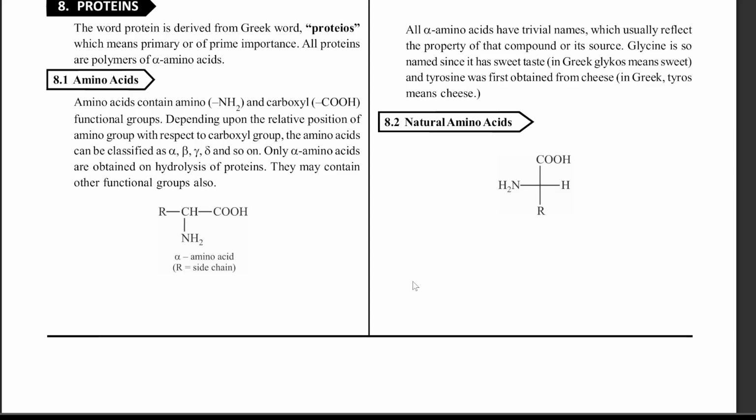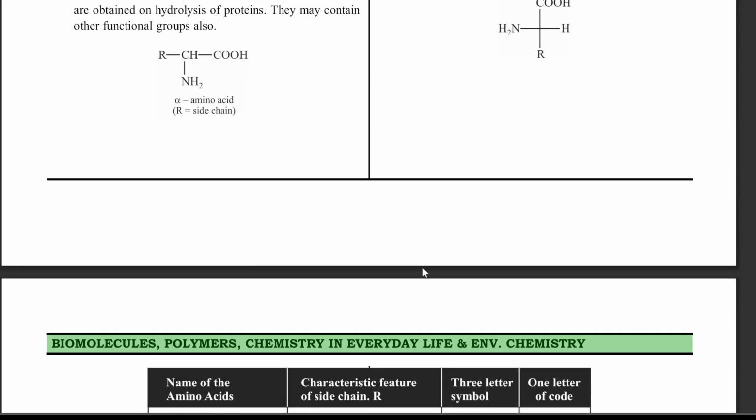Now let's discuss the nature of amino acids. The general structure of amino acids can be given as here: a carbon atom which has an NH2 group, a carboxyl group, a hydrogen and an alkyl group. This alkyl chain decides the nature and which type of amino acid we are dealing with.